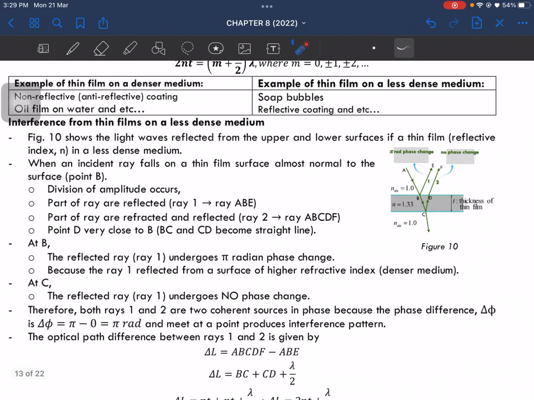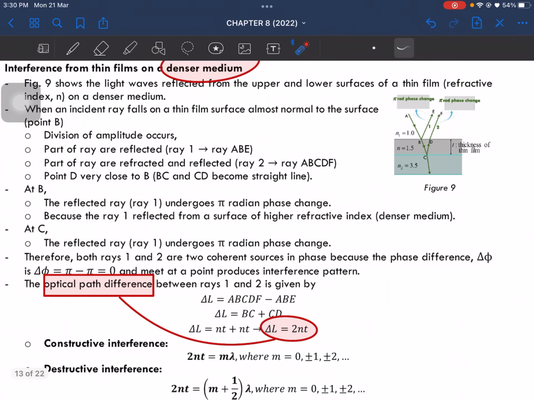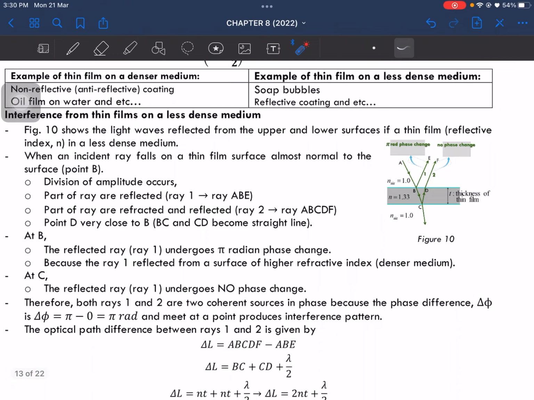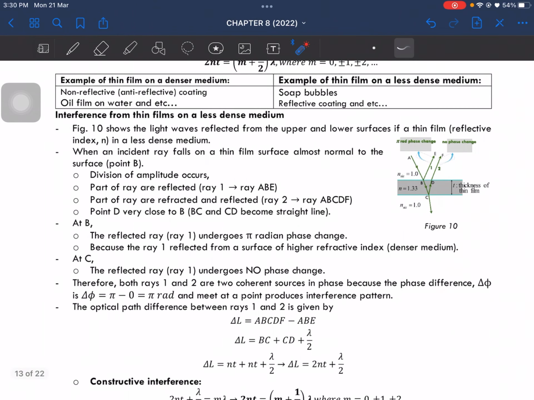Okay, so interference from thin films on a less dense medium. We look at the less dense medium. Just now the denser medium, where this one is denser and this one is less dense. For this one, the less dense medium, there is only one dense medium. Again, when light is reflected here, there will be a division of amplitude. Part of the ray will be reflected as ray 1, and the rest is refracted and reflected.